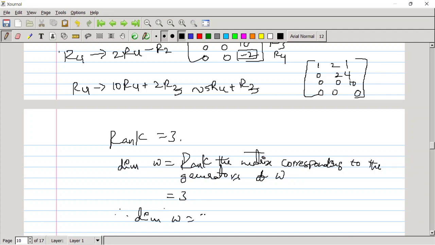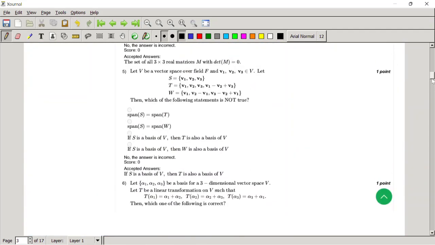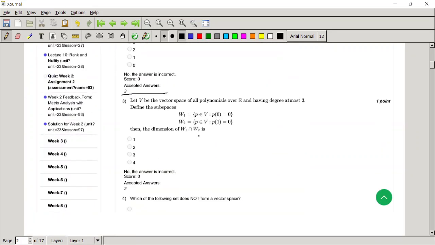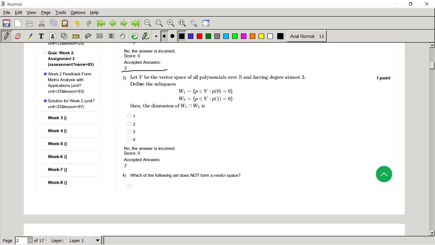Dimension of W equal to 3. This is the second problem. So the option given here is 3. So let's see the third problem here.